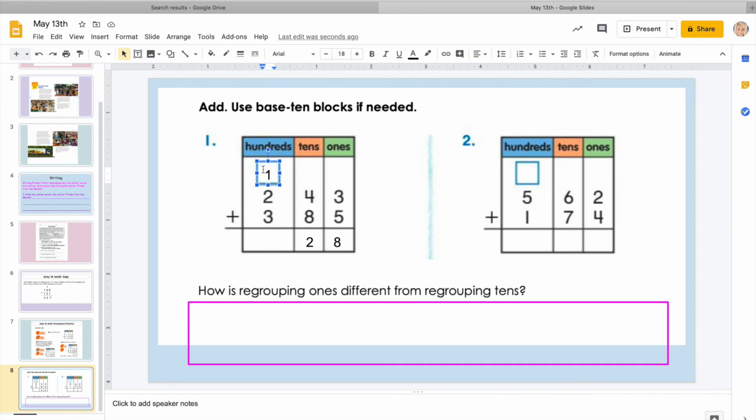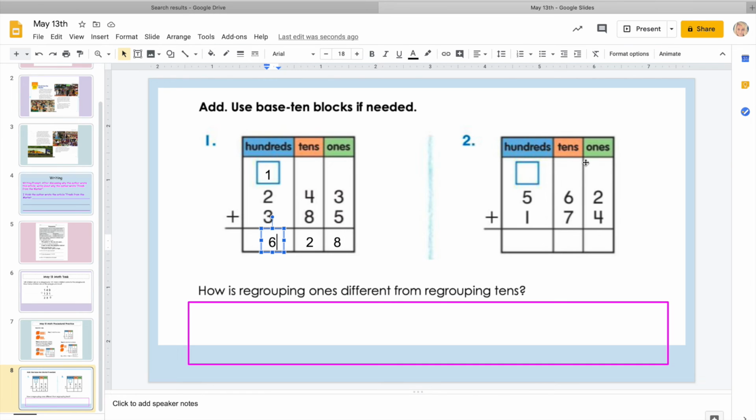And we have 1 plus 2. We know 1 and 2 more is 3. And 3 plus 3, so 3 and 3 more is 6. So we know the sum of 243 plus 385 is 628. So let's go ahead. We have one more example.